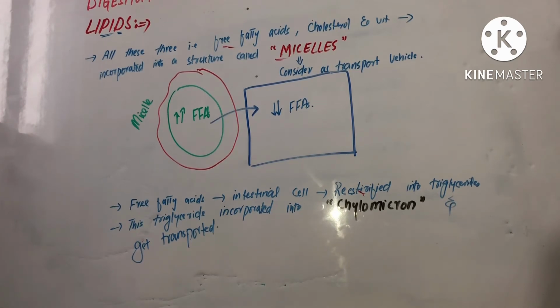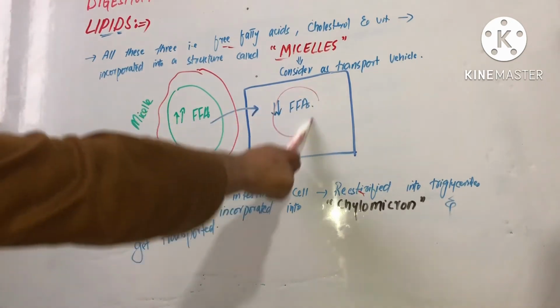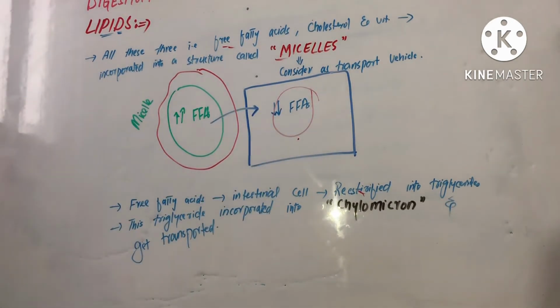This triglyceride that is re-esterified inside this cell is incorporated into a structure called a chylomicron, and this chylomicron gets transported.